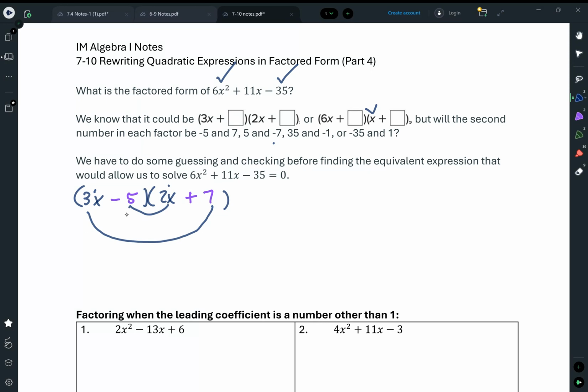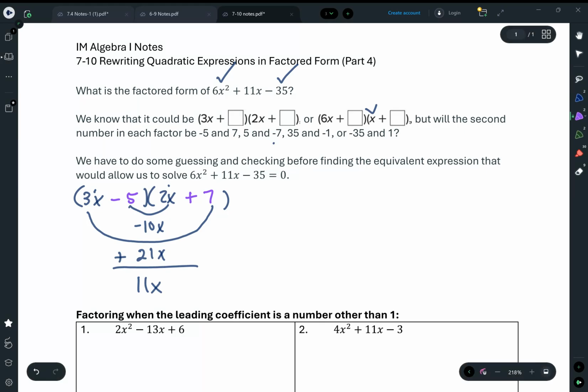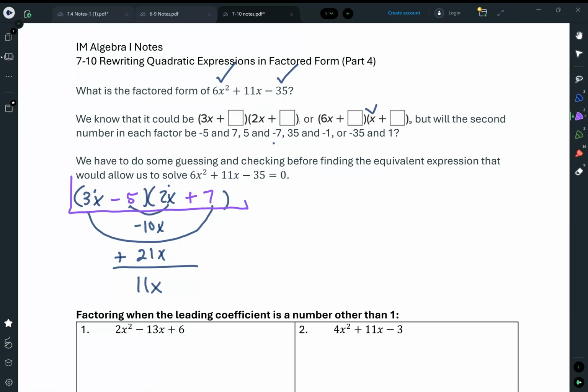So my inner terms, negative 5 times 2x makes a negative 10x. And my outer terms, 3x times 7, makes a 21x. And when I add those together, negative 10 plus 21, it does make 11x. So my answer actually checks. So this is going to be our solution here. And I really did not mean to make a correct guess the first time. I wanted us to have to work a little bit, but sometimes that happens. Okay, so that means now I know how to factor.